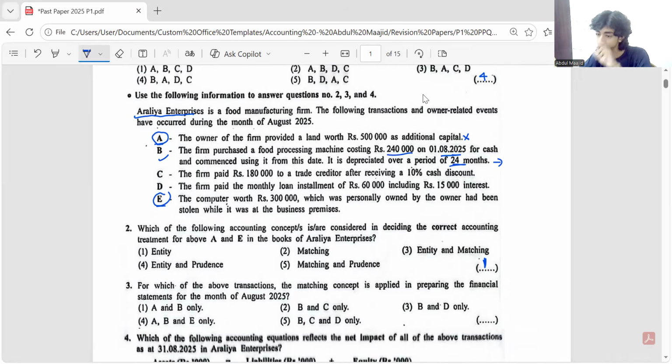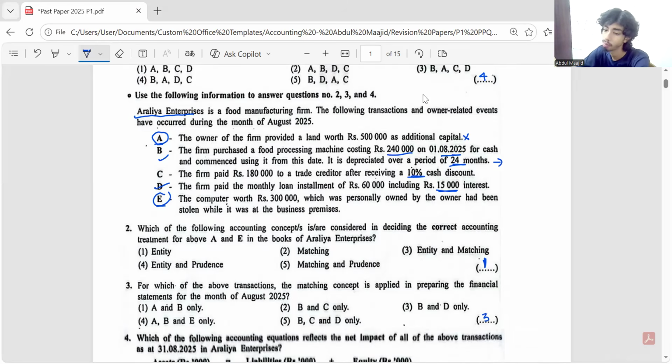C. The firm paid 180,000 to creditor after receiving a 10% discount. So receiving a discount is not matching concept, that's realization concept. Income, the main concept is realization. Expenses, the main concept is matching. Then D. The firm paid the monthly loan installment of 60,000, including an interest of 15. So interest is connected to matching concept because it's an expense. So B and D, that's answer number 3.